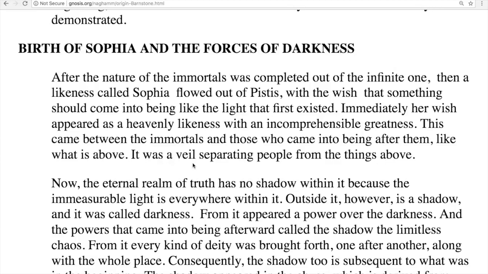This is what you are seeing being described here. How wisdom is flowing out of faith with the wish that something should come into being like the light that first existed. So this extension into the shadow from the pleroma, this is the action known as emanating or emanation, that is from the monad that brings all things into process. Immediately her wish appeared as a heavenly likeness.